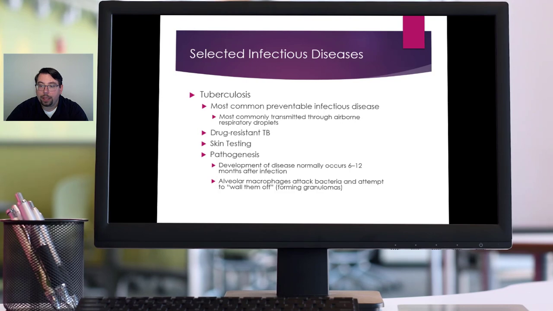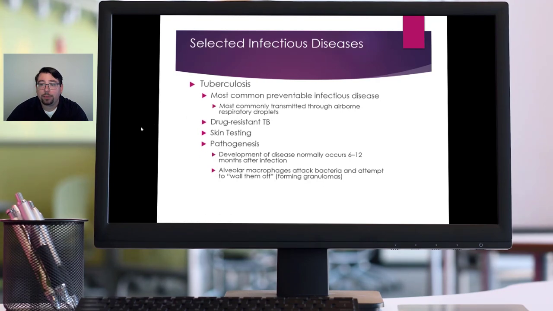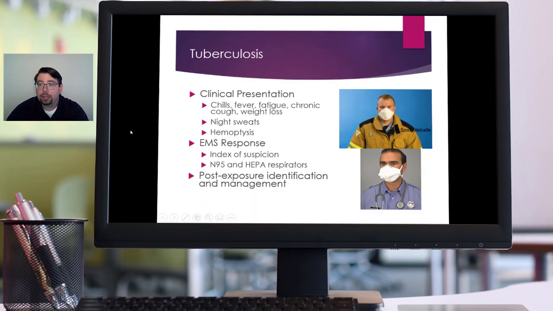Then we see alveolar macrophages that begin to attack the bacteria and attempt to wall them off, which is what forms those granulomas. Those components lead to a lot of difficulty within the lungs. Clinical presentation: you're going to see things like fever, chills, fatigue, chronic cough, and weight loss. They may have night sweats or hemoptysis if they're coughing up blood.